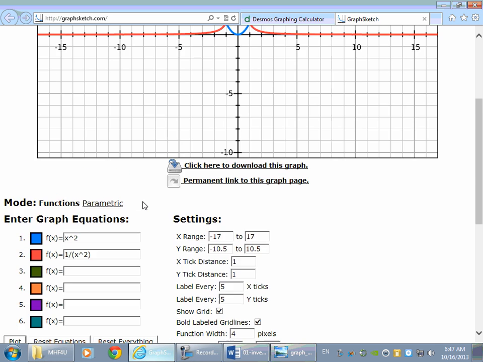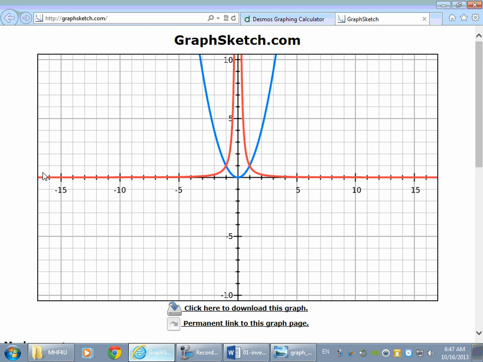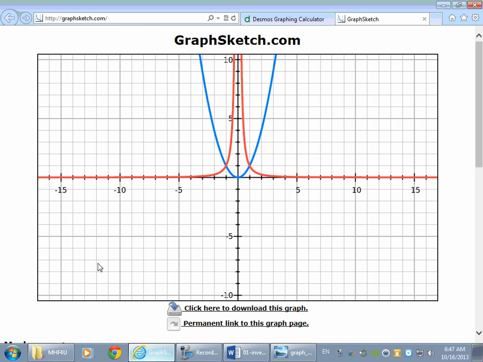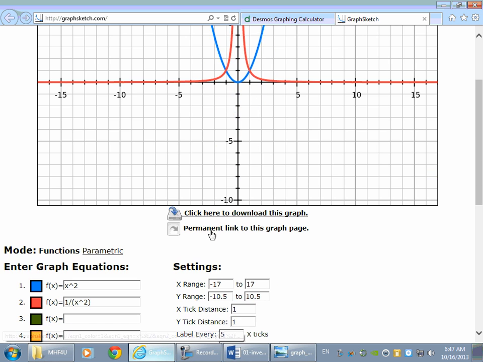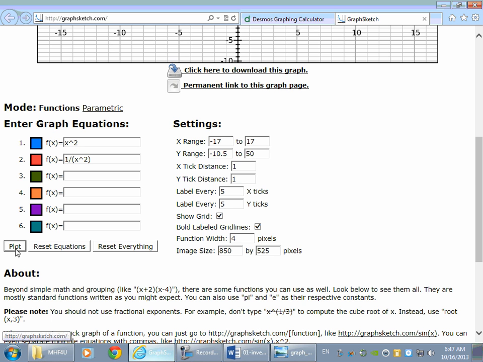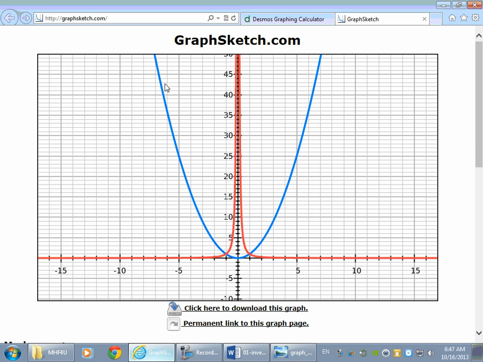So I plot this. It shows me my 1 over x squared in red and my x squared in blue. So the original looks like this, and then the new one looks like this. And again, if you need to say, well, I'd like to see a bit more of that, let's make the y range 50, and then I can see clearly what happens with the parabola, and I can see this better as it goes out as well. And of course, if I wanted to clean it up, I could make a few less grid lines along the way.